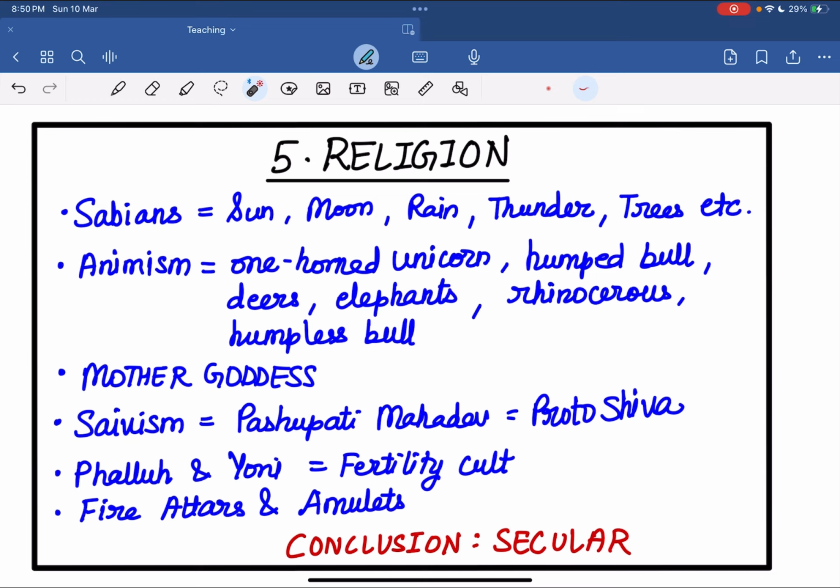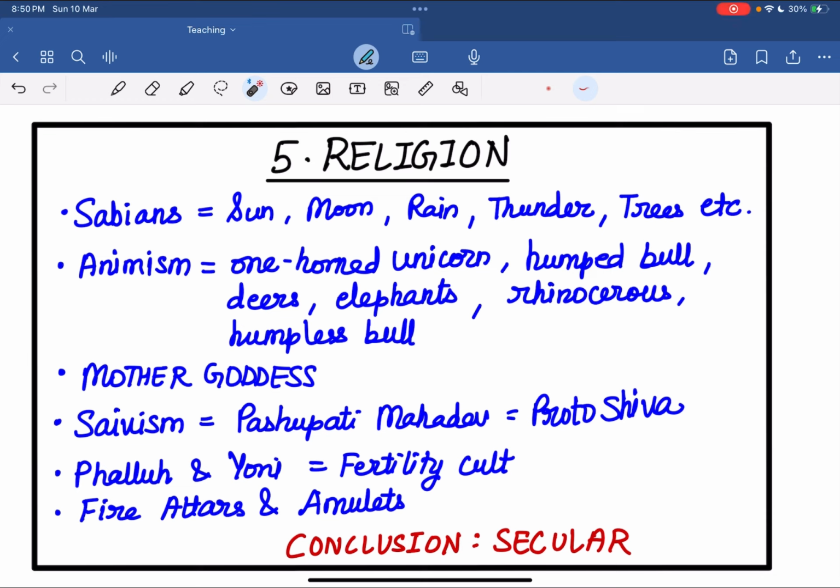When we talk about different religions that were practiced in the Indus Valley Civilization, we begin with Sabianism. Harappans were Sabians. They worshipped the sun, moon, rain, mountains, trees, thunder. When I talk about trees, there's a seal in which a man is sitting under a peepal tree. That's just one of the examples why we say that Harappans also practiced Sabianism.